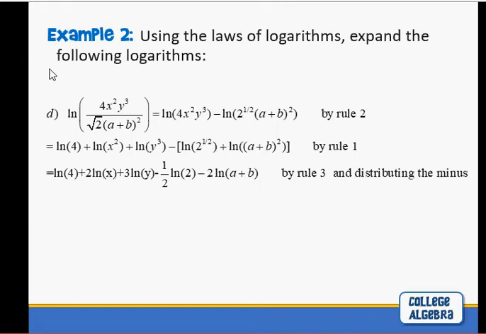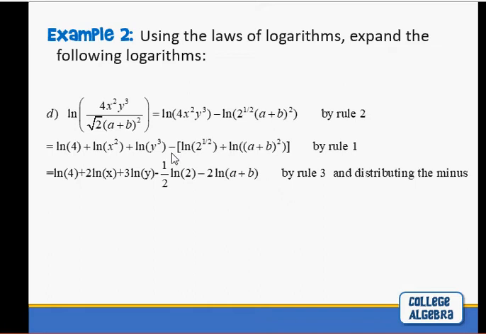Okay. So we've got natural log of this big, huge fraction. The first thing we could do step by step would be to break it apart into subtraction. We'd have natural log of the top minus natural log of the bottom, and I've gone ahead and rewritten my square root as a 1/2 power. And then we could apply the first rule repetitively and break this apart into the natural log of 4 plus natural log of x squared plus natural log of y cubed.